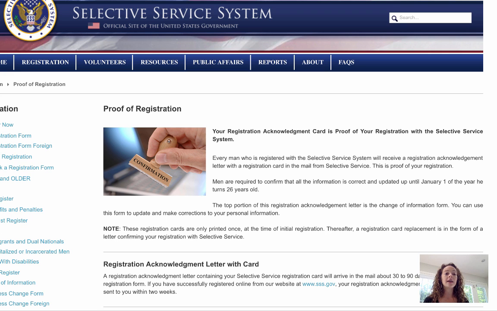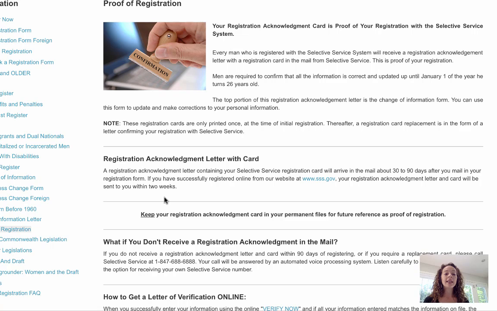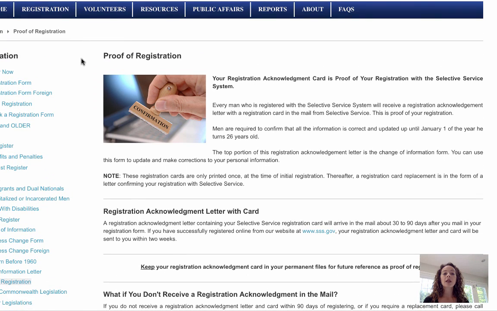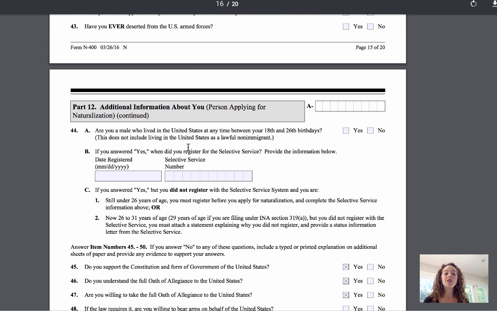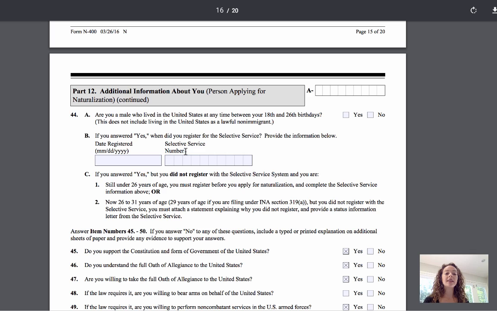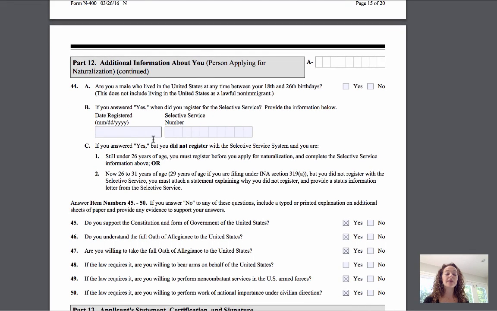At the sss.gov website, if you don't have your registration acknowledgement letter anymore, you can go ahead and ask for another copy. And remember that is for males who lived in the United States between their 18th and 26th birthdays.